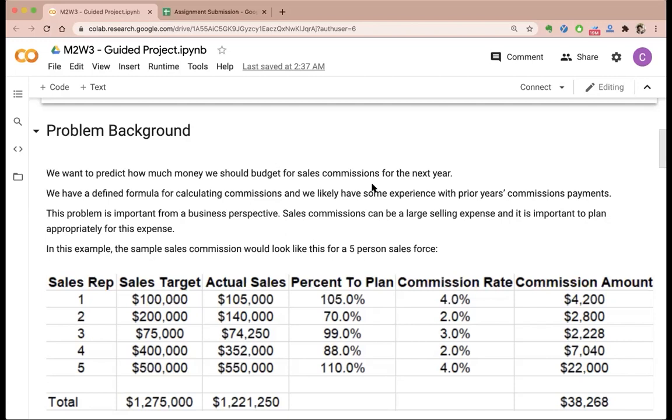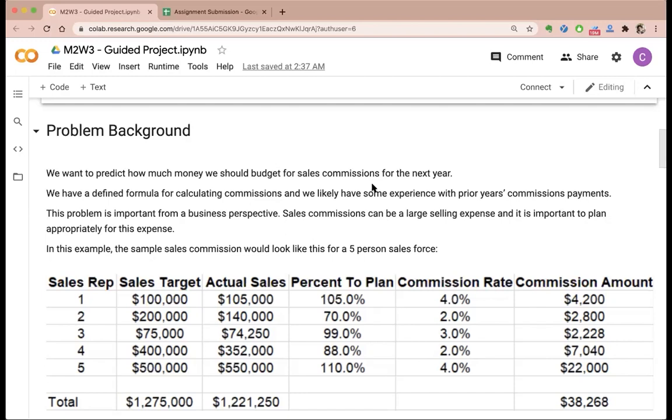So in our problem statement today, we want to predict how much money we should budget for sales commissions for the next year. There is a team, which is the sales force. There is a team of salespersons, and all of them will sell products worth some amount. Based on that amount you have to give sales commissions. So you want to predict how much money you should set aside or budget for the sales commissions next year.